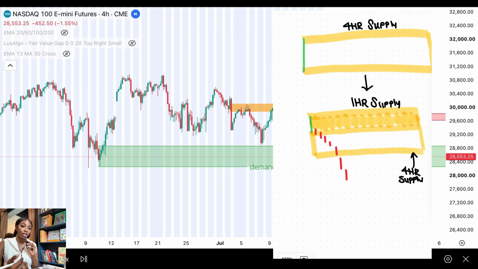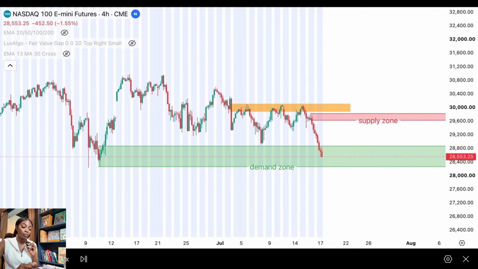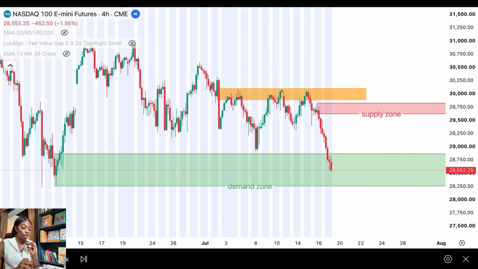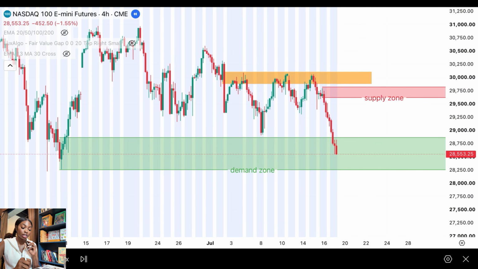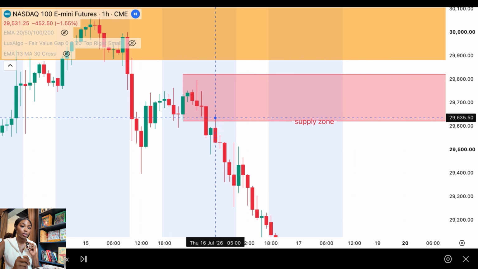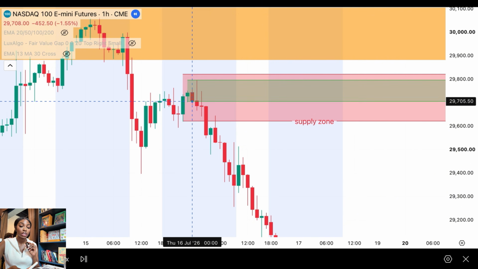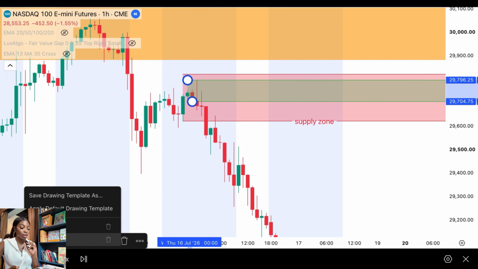I personally do not trade on the 4-hour. I don't even trade on the 1-hour, but more so look at this as like a highlighter. You're more so highlighting your answer to see where those high probability supply zones are sitting and which ones could possibly be liquidity, which ones could possibly fall through.